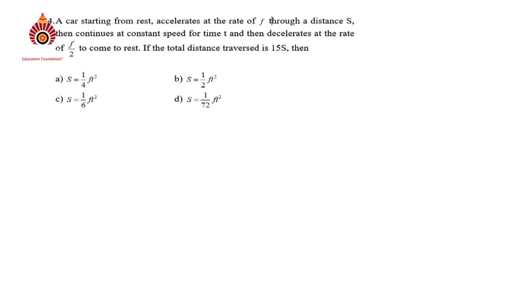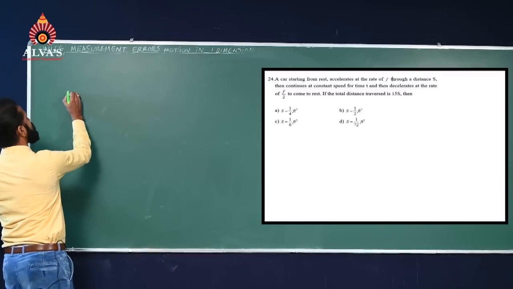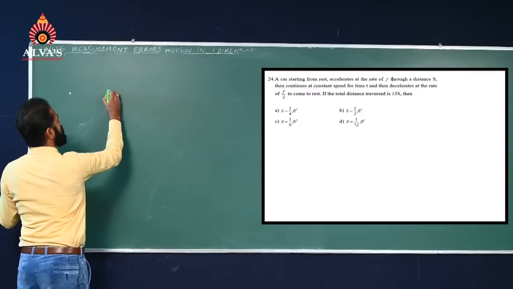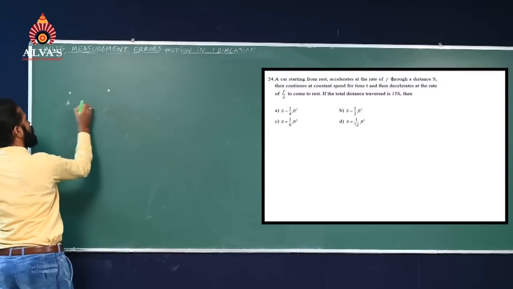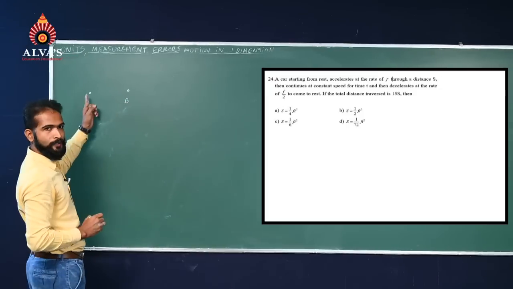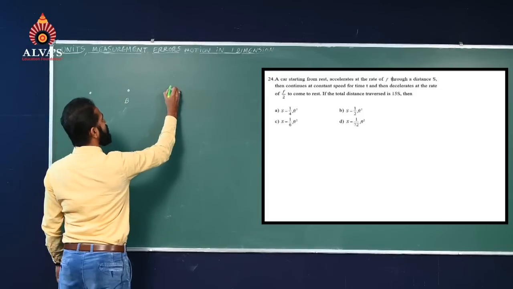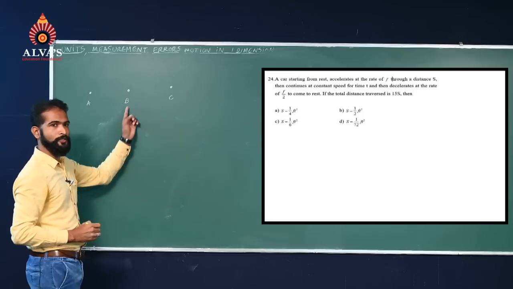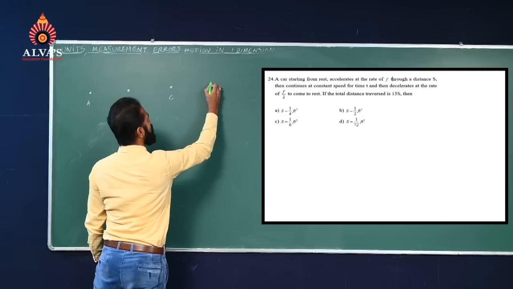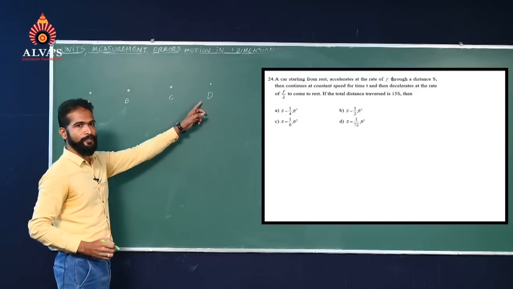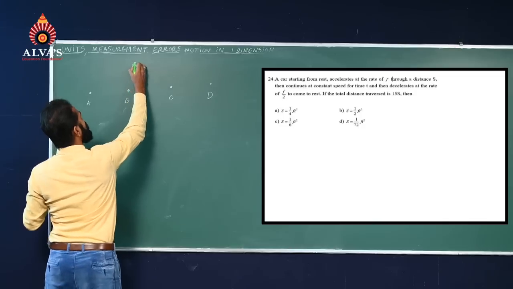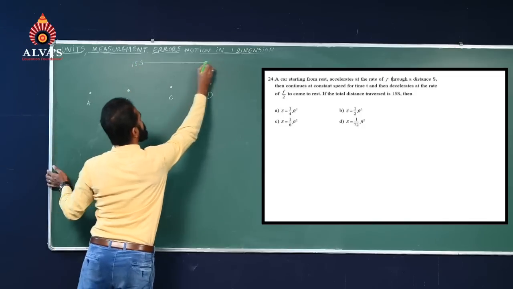If the total distance traversed is 15s, then, okay, let us picturize the problem. So the body travels from A to B and it accelerates from A to B, but from B to C it moves with a constant velocity, and from C to D it decelerates, and finally it comes to rest at D. This total distance is given as 15s.